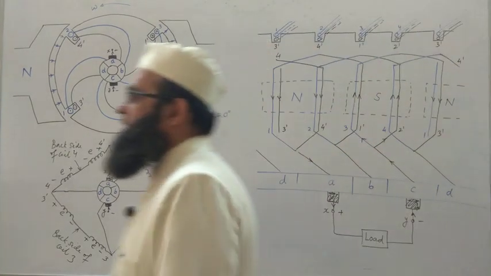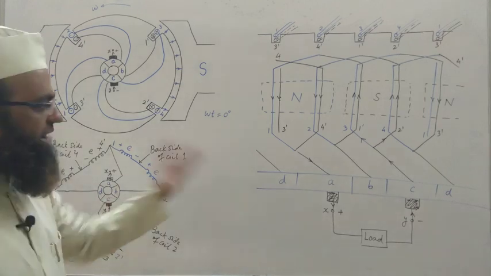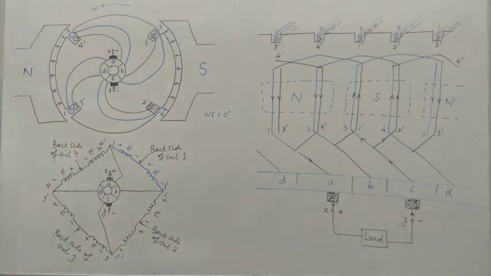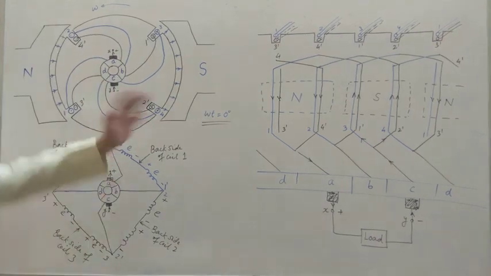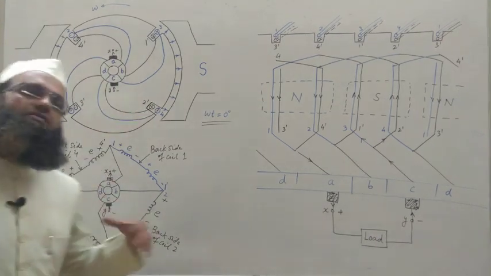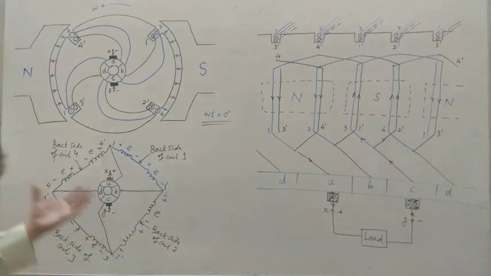This part is in continuation with the previous part, function of commutator part 1. So this is part 2. We were discussing the moment when omega t is 0 degree, and at that time we have seen that the polarities of the EMFs induced in the various coil sides can be shown like this.